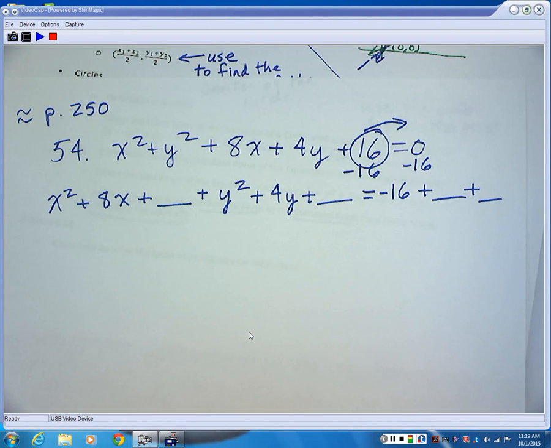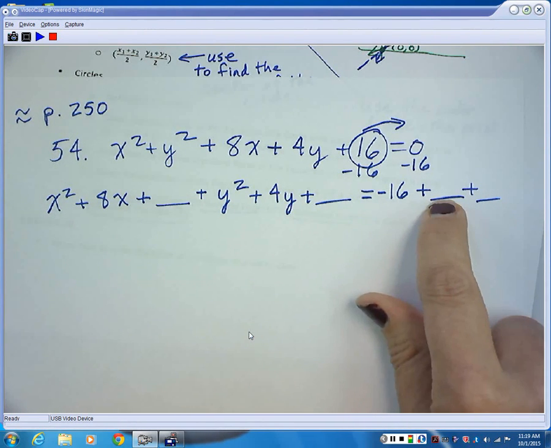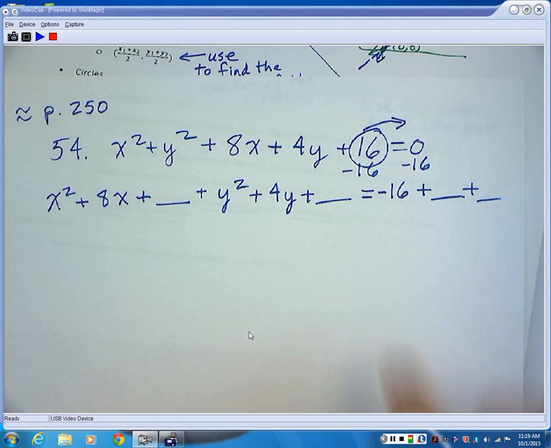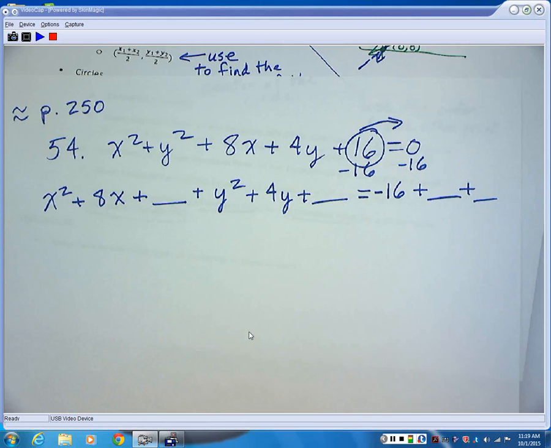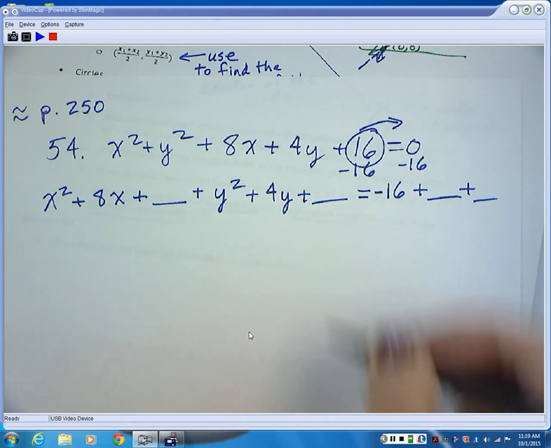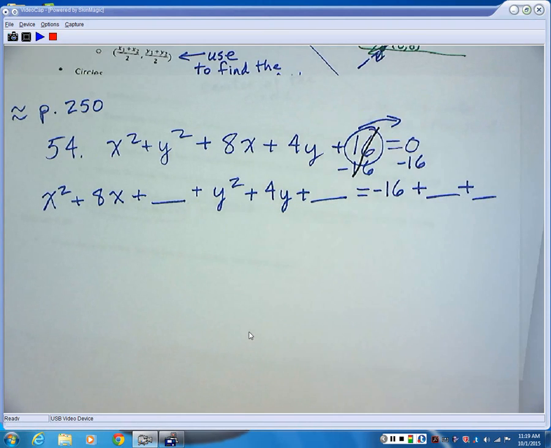Okay, but now if you add something here, you add the same thing here. You add the same thing to both sides, but when you're moving something from one side to the other, you've got to change its sign. And so this becomes 0 here, goes away, and it's negative 16.